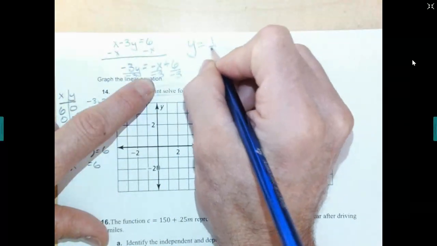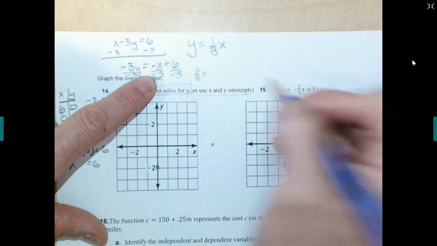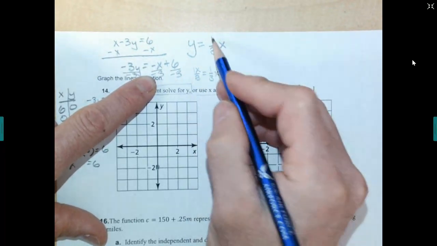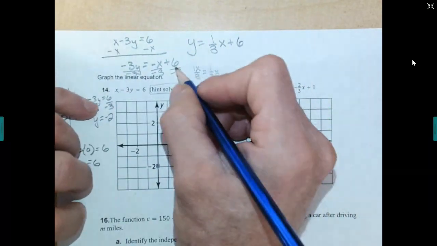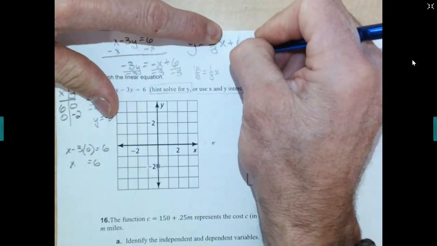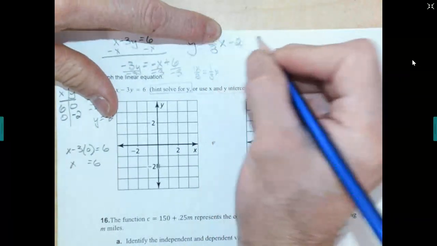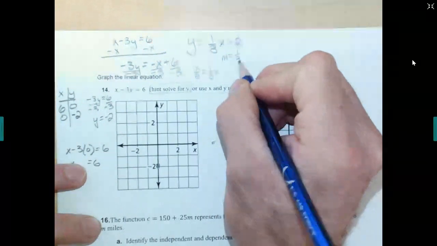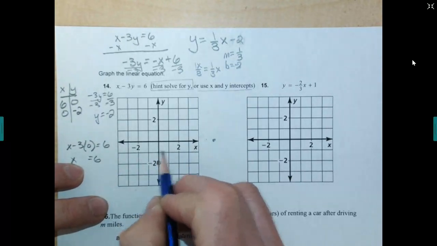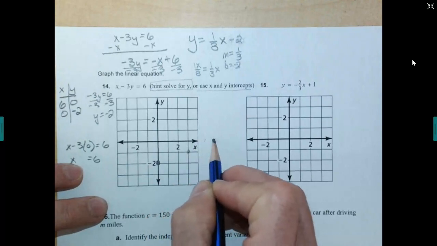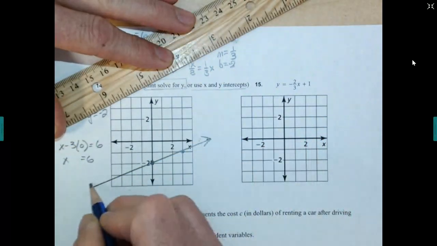So I get 1/3 x. X over 3 is the same, because this is 1x, right? It's the same as 1/3 x. So I get 1/3 x plus 6 divided by negative 3. 6 divided by negative 3 is negative 2. So I have my slope equals 1/3, my y-intercept equals negative 2. So I go to negative 2, then I have slope of 1/3, 1, 1, 2, 3, 1, 1, 2, 3. So either way you solve it, you get the same line. Looks like that.